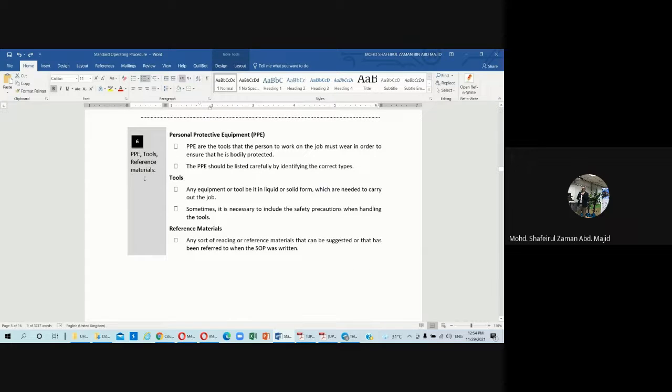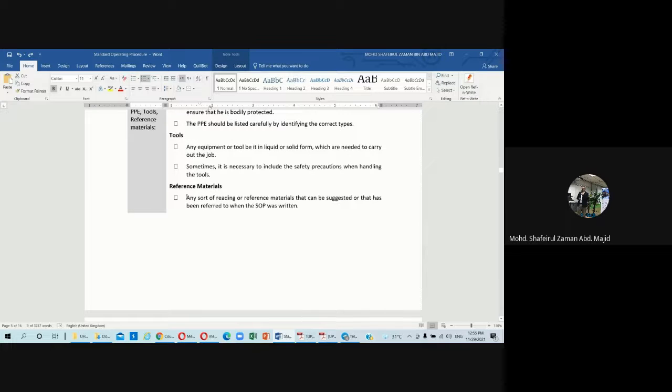Number 6, PPE tools, reference materials. Okay, so let's say any sort of reading or reference materials that can be suggested, or that has been referred to when the SOP was written, need to be stated in the reference materials. So for the assessment, if it is stated there, this will be your reference for you to create the SOP. So you need to put the name of the reference or the references in the reference materials.